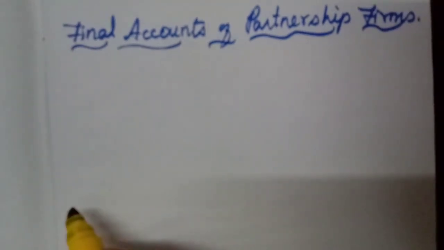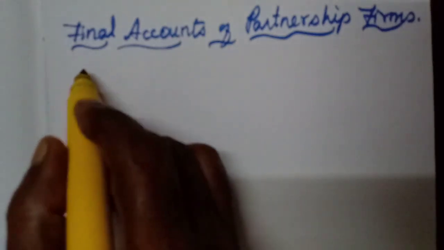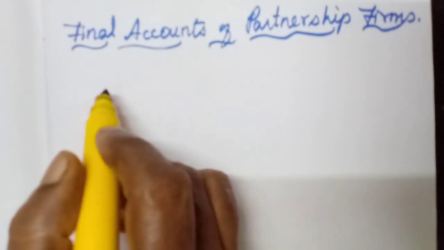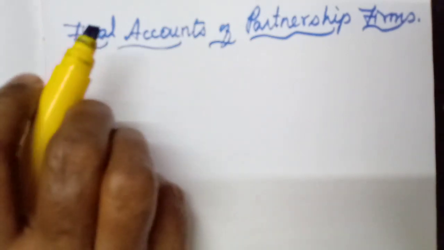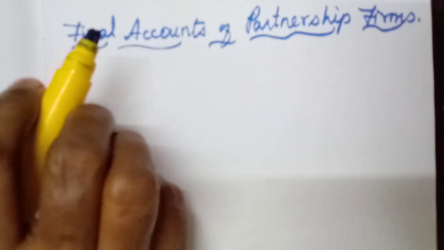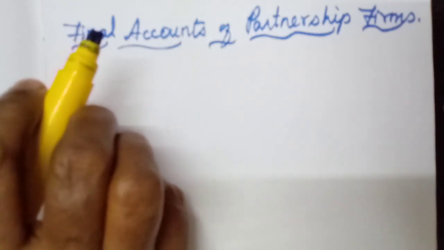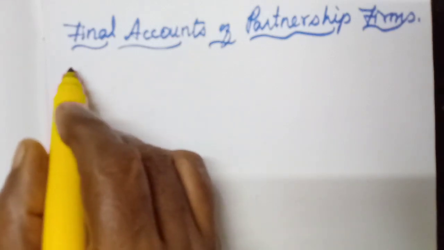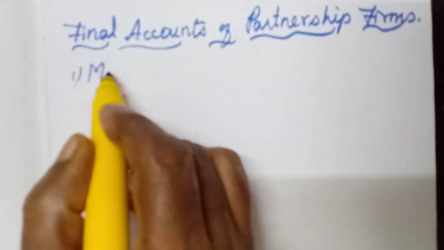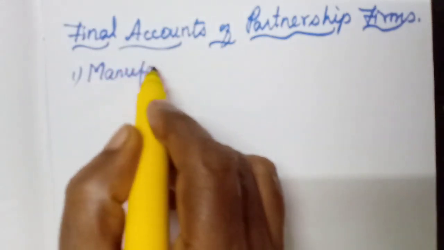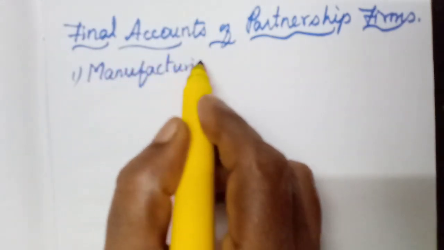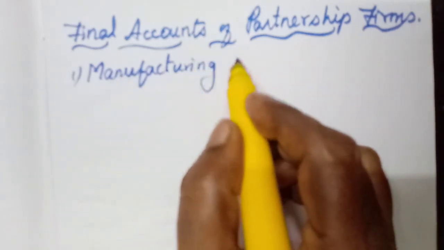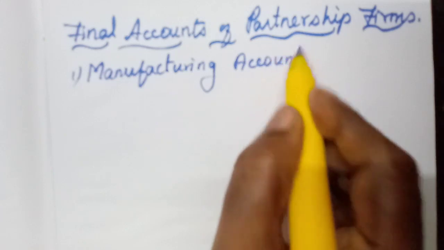What are the final accounts? It is the same as in the sole proprietorship organization. We have studied that in 11th, isn't it? What are the final accounts? We know in common we have two accounts, isn't it? Trading and profit and loss account and balance sheet. But here one more thing is coming, that is the manufacturing account. If it is a manufacturing concern, what is manufacturing? They are producing in the industry. So if it is a manufacturing concern, the manufacturing account should be prepared.